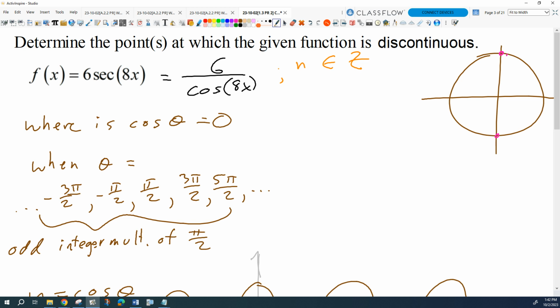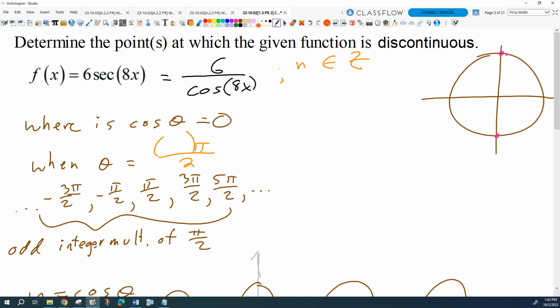Let's figure out how I could say it. Let's write it this way: when theta is equal to something times pi over 2, I want you to fill in the blank there. It's an odd integer. I want to represent an odd integer times pi over 2. That means the odd multiples of pi halves. If n represents an integer, every element from the set of integers, n is -3, -2, -1, 0, 1, 2, 3, etc.